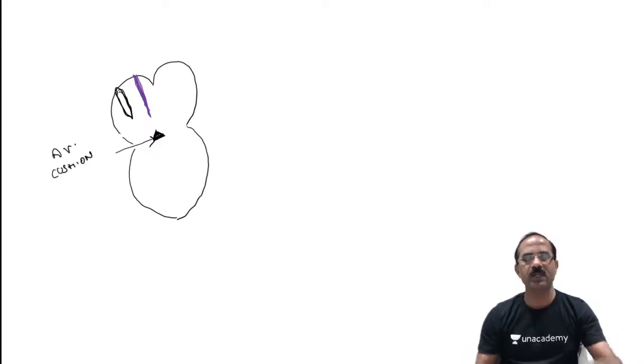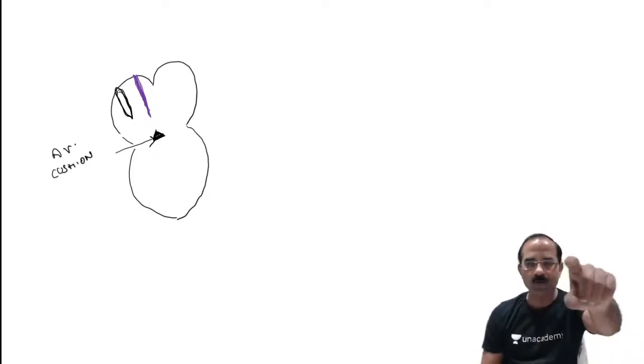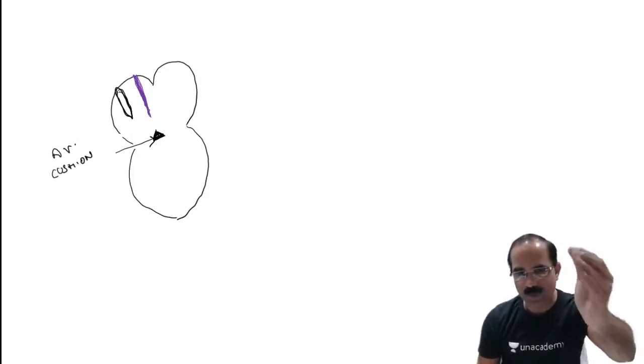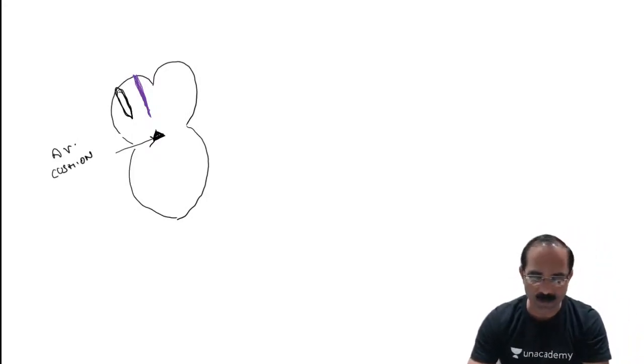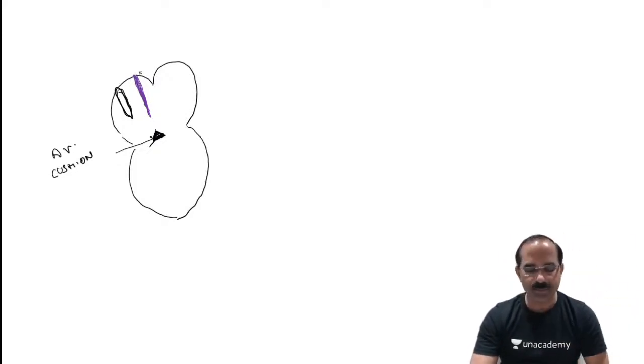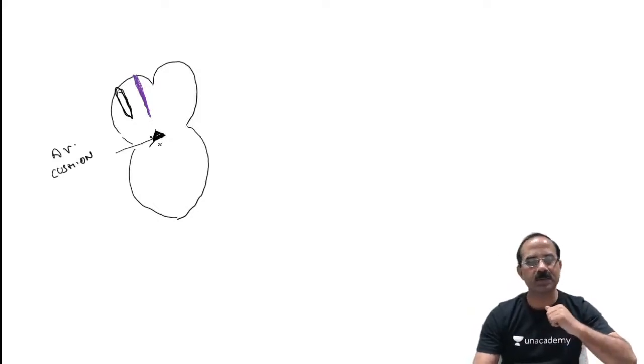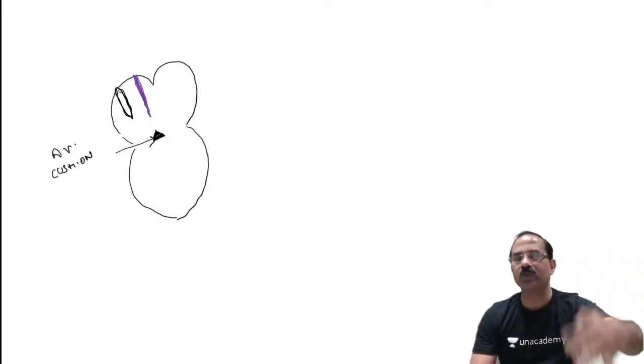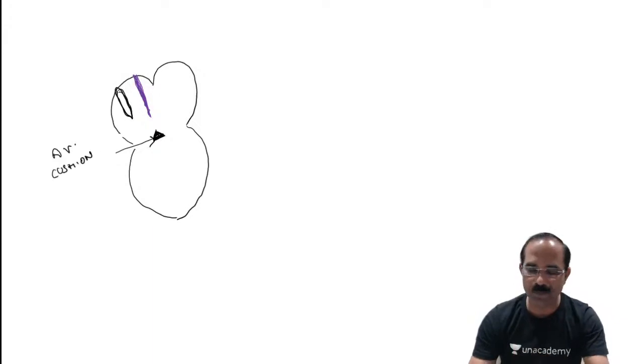This opening is known as the ostium primum, or the foramen primum. Foramen primum or ostium primum. So, septum primum grows from the wall of the atria, grows towards the AV cushion. The opening between them is known as the ostium primum.